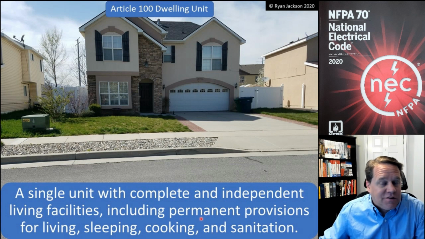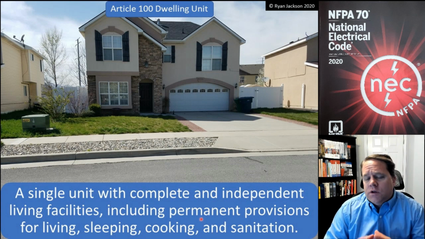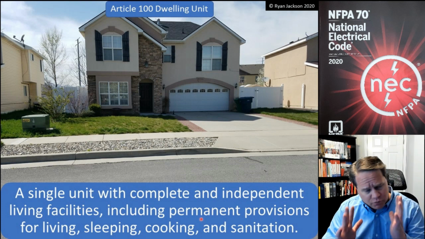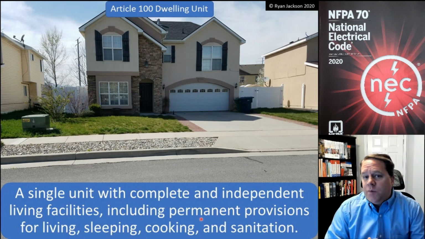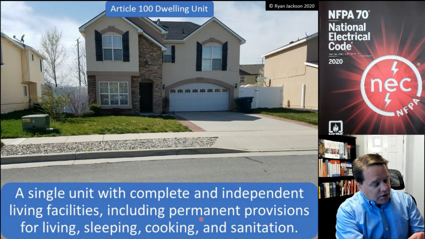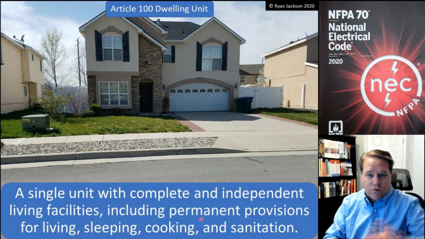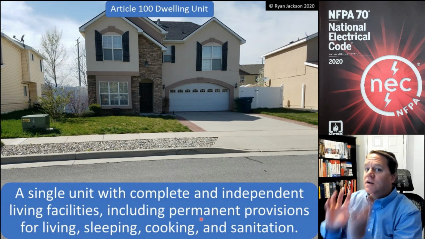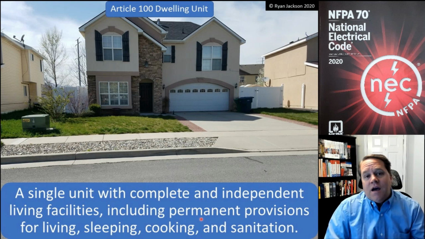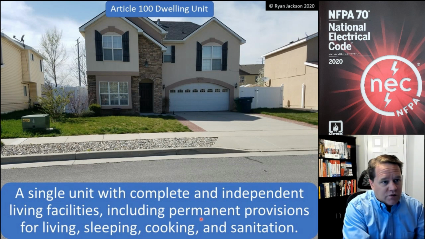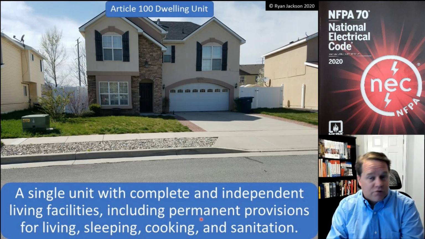Most important definitions in Article 100 is dwelling units. And the reason that it's so critical that you understand a dwelling unit, and you've got to really understand this definition, is because, generally speaking, we have rules for dwelling units and we have rules for other than dwelling units. So we have rules for dwellings and we have rules for everything else. If you go to 210.8, for example, for GFCIs, A talks about the GFCI requirements for dwellings. B talks about the GFCI requirements for other than dwellings as it relates to receptacles.